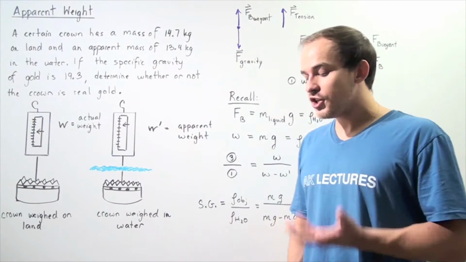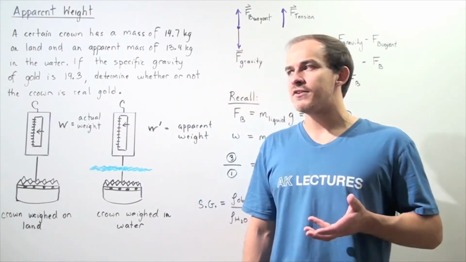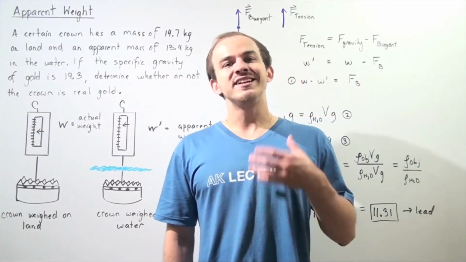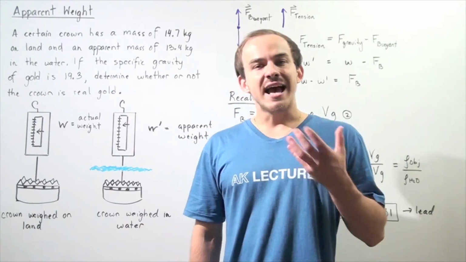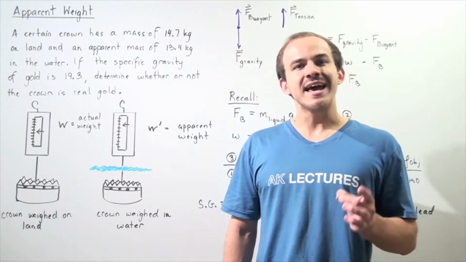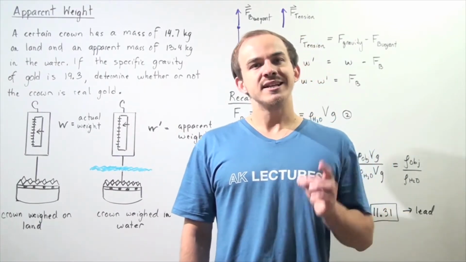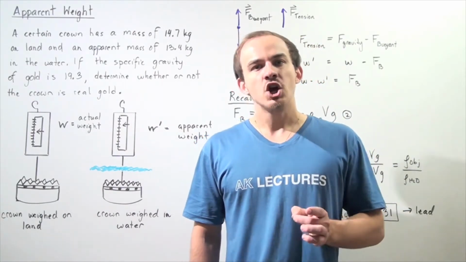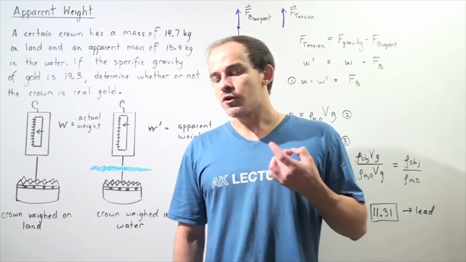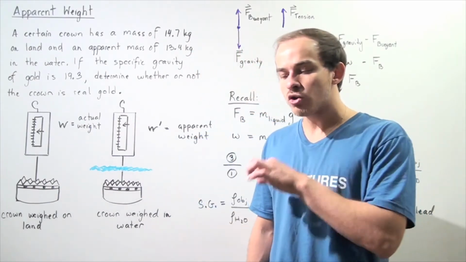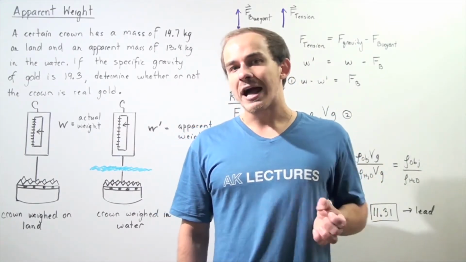Why is it that we can use specific gravity? Well, recall that specific gravity is simply the ratio of the density of the object to the density of water. And the density of any object is an intensive property of that object. And that means the density remains constant regardless of any change in shape, size, or form. So for example, the density of a small gold nugget is the exact same density as a gold crown.